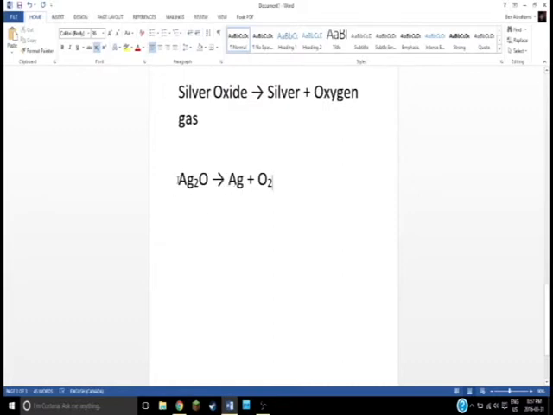What that means is, so that we have 2 oxygens on both sides, we have to have 2 of these, which also means that we have 4 silvers on this side, because 2 times 2 equals 4. Now we have a perfectly balanced equation.